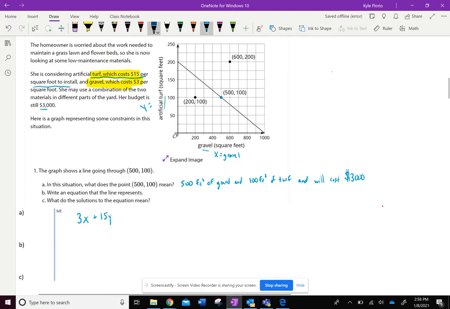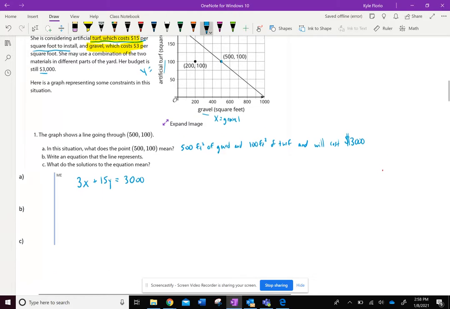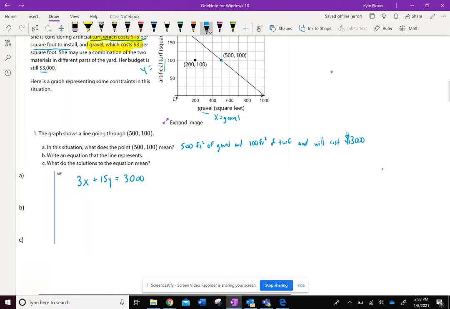And we have a budget of $3,000. So what we spend has to equal $3,000, so it hits our budget. So that's part B, actually.